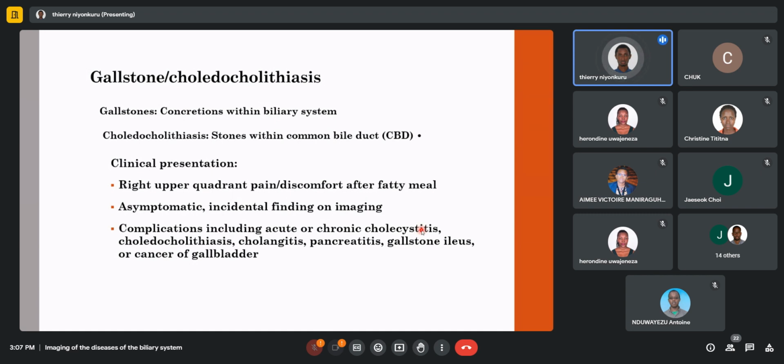The complications may include acute or chronic cholecystitis, cholangitis, or pancreatitis. Or if it perforates into the small bowel, the stone may go into the bowel, causing gallstone ileus, which presents with the signs and symptoms of small bowel obstruction.